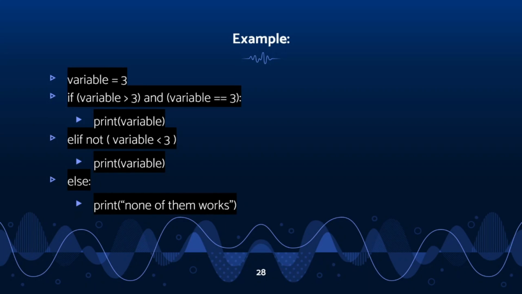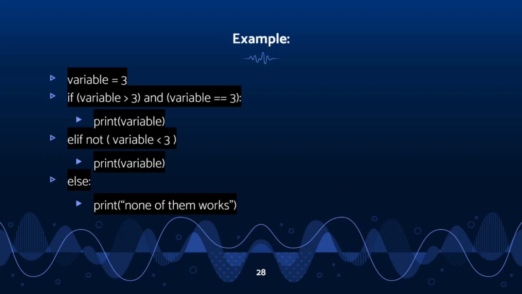Let's look at one example. Let's say a variable called variable has an integer value of 3. The first statement we see is variable greater than 3, which is false. And there's a logical operator, AND, because AND operator requires both conditions to be true. Without even looking at the next statement, we can tell that this whole condition will evaluate to false.